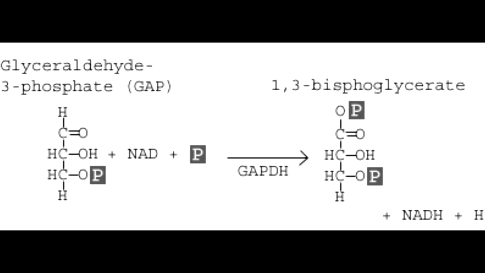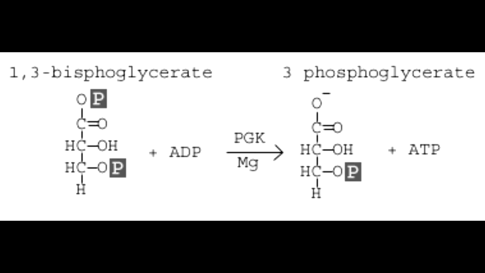Glyceraldehyde 3-phosphate dehydrogenase oxidizes glyceraldehyde 3-phosphate and adds an inorganic phosphate to it, producing 1,3-bisphosphoglycerate. Phosphoglycerate kinase transfers a phosphate group from 1,3-bisphosphoglycerate to ADP to form ATP and 3-phosphoglycerate.